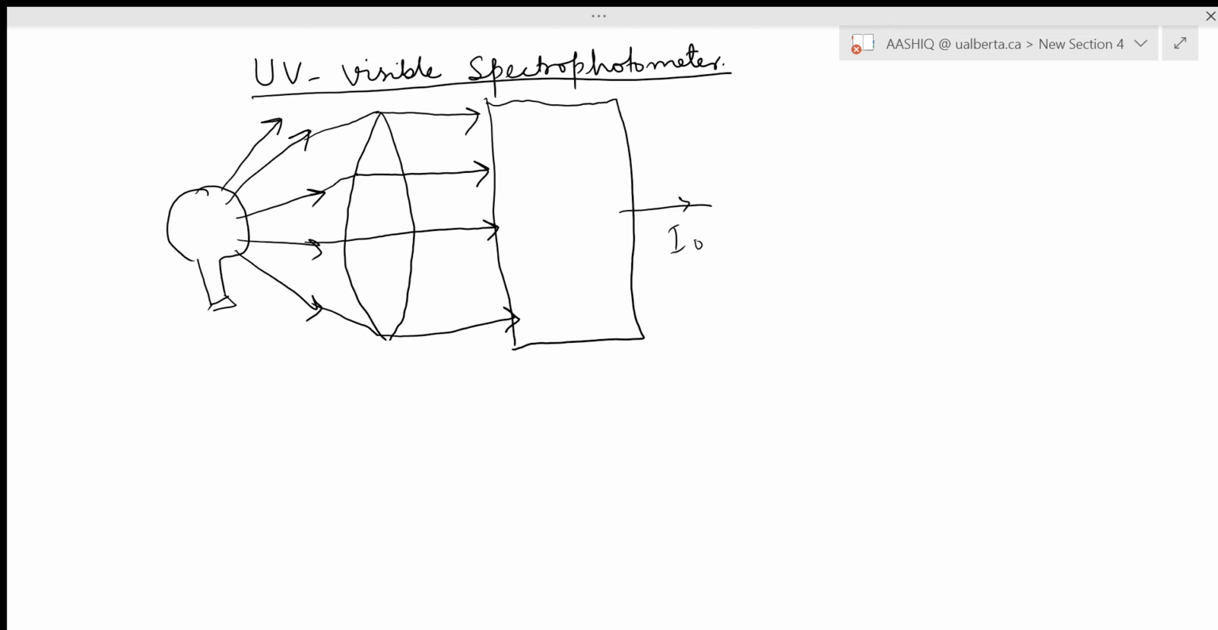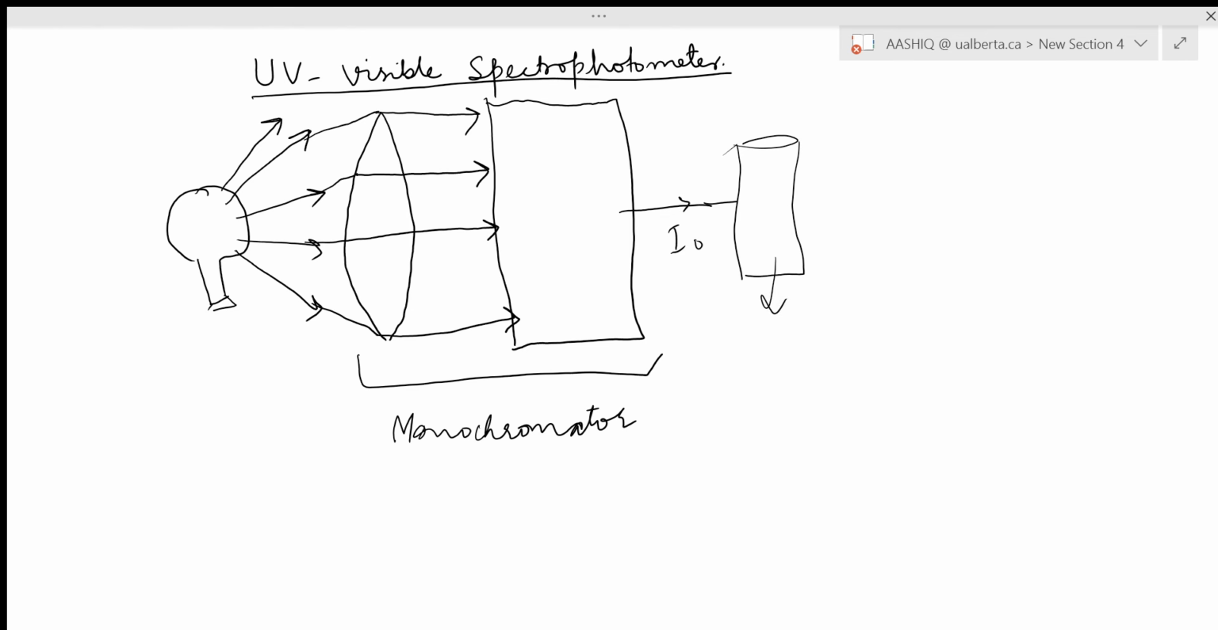So this is the incoming radiation from this dispersing element, and together this collimator and the dispersing element, you call it a monochromator because it gave you a monochromatic radiation. Now this incident radiation enters into the sample. This is called a cuvette. You have your sample inside it, so it passes through this.